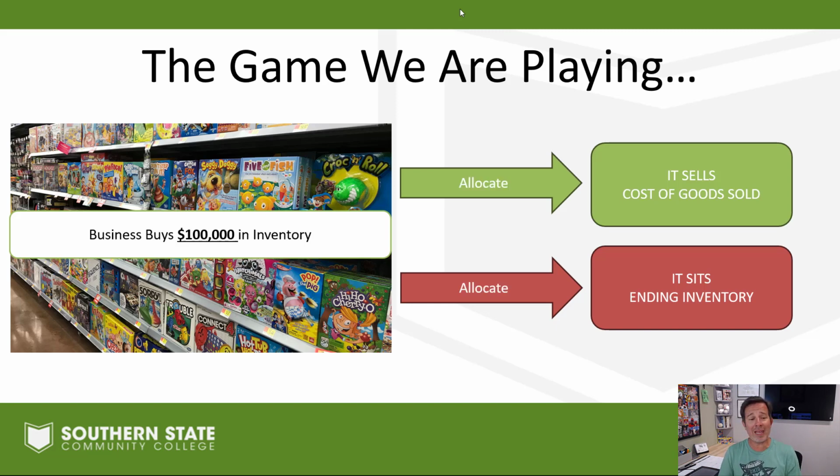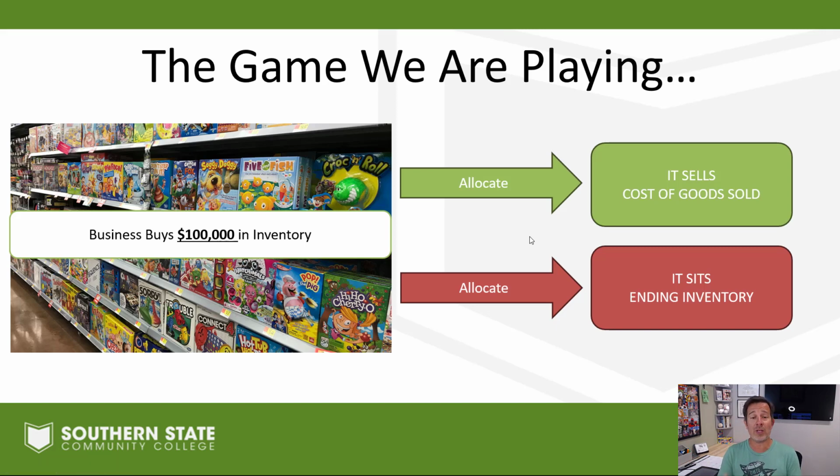So the game we're playing is a game of allocation. We're buying $100,000 in inventory, and we're allocating it to cost of goods sold for stuff that's sold, and we're allocating it to ending inventory for stuff that just kind of sat and didn't sell, and it's still there. And so we have a couple of different methodologies for that allocation.